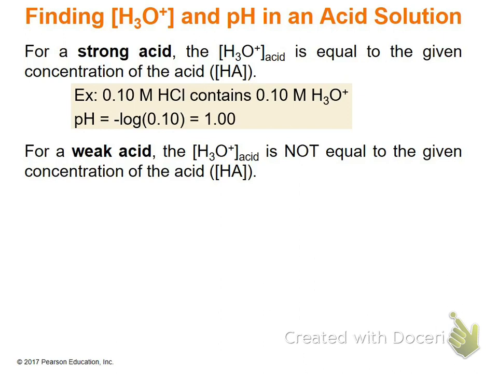What about for a weak acid? How do we determine the concentration of the hydronium ion and ultimately the pH of that solution given the concentration of the acid? We know that weak acids don't ionize completely in water. They only ionize partially, about 1 to 2%, compared to a strong acid, which ionizes completely at 100%. So for a weak acid, the hydronium ion concentration is not equal to the given concentration of the acid.